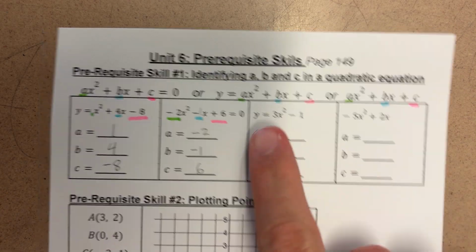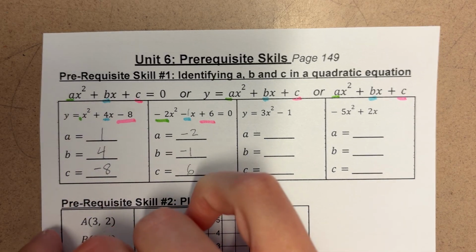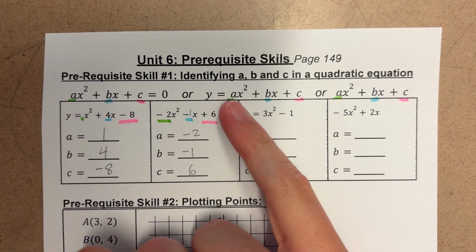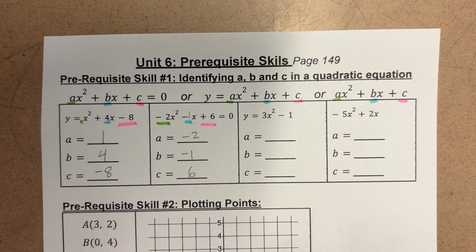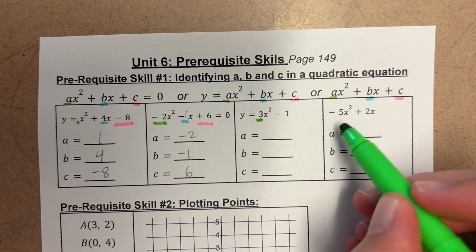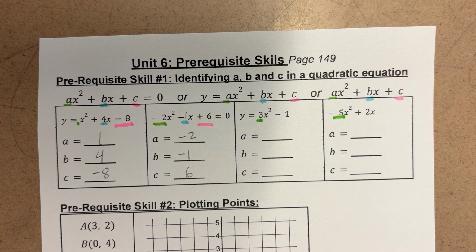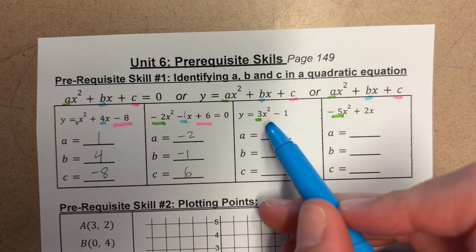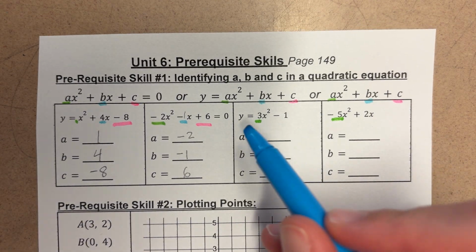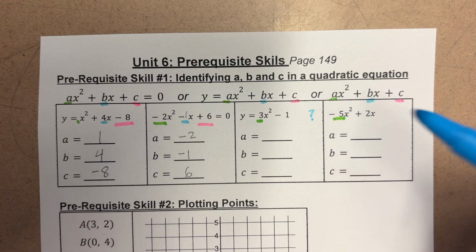Now, let's look at this one. There's only 2 terms here. Well, remember, the a is always the number being multiplied by x squared. Always, no matter what. So here, the a value is the number being multiplied by x squared. Okay, look, same here. There's only 2 terms. The a value is the number being multiplied by x squared. The b value is the number being multiplied by x. So here, there is no b. There's no number being multiplied by x. Where is this b?